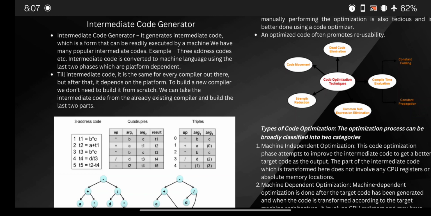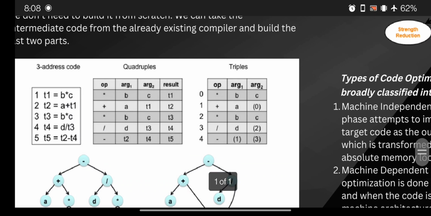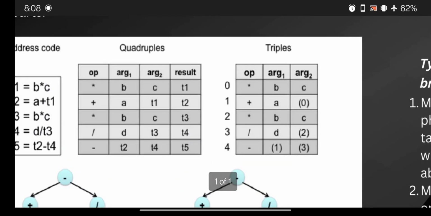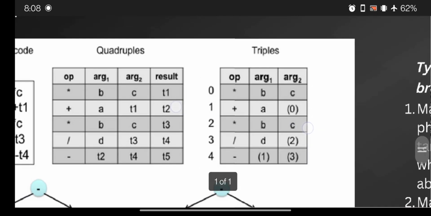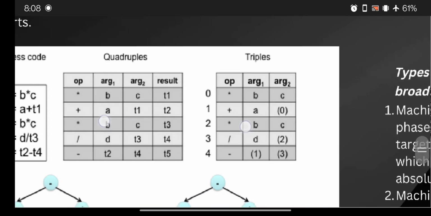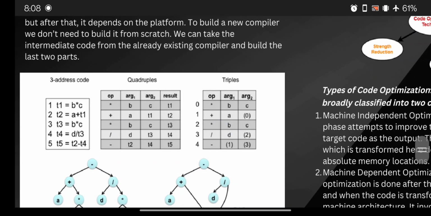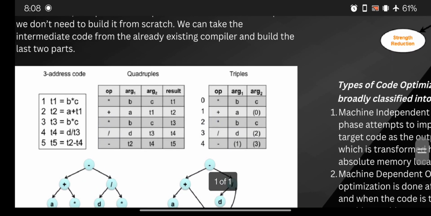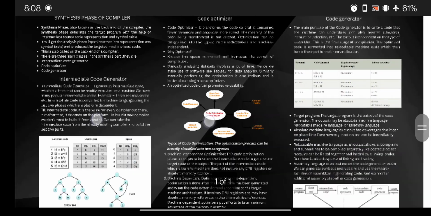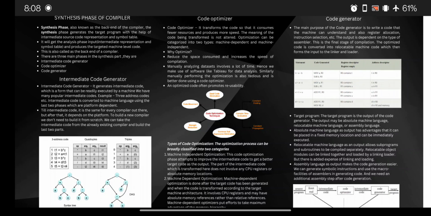The quadruples will have 4 parameters. Those are operator, argument 1, argument 2 and result. And triples will have 3 parameters: operator, argument 1, argument 2. Same as the indirect triple also have 3 parameters. Those are operator, argument 1 and argument 2. The main difference between triples and indirect triples is pointer storage allocation, whereas allocation will be under pointer such that it is flexible to reallocate the code.